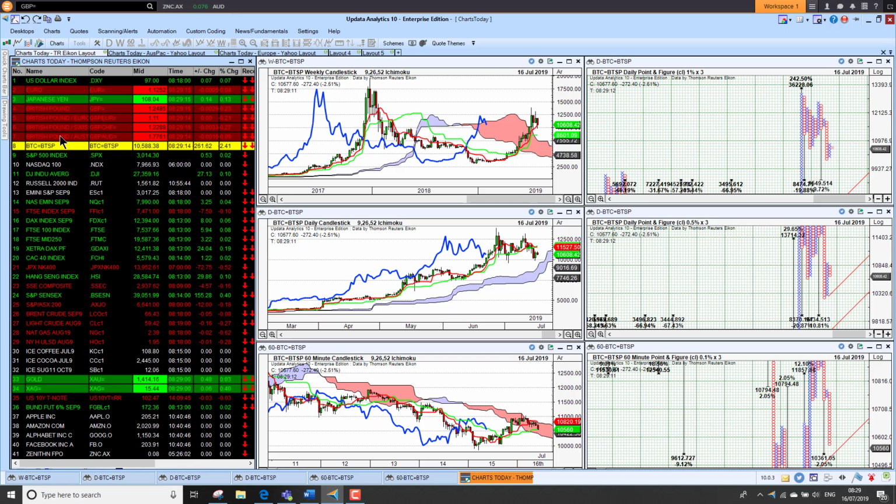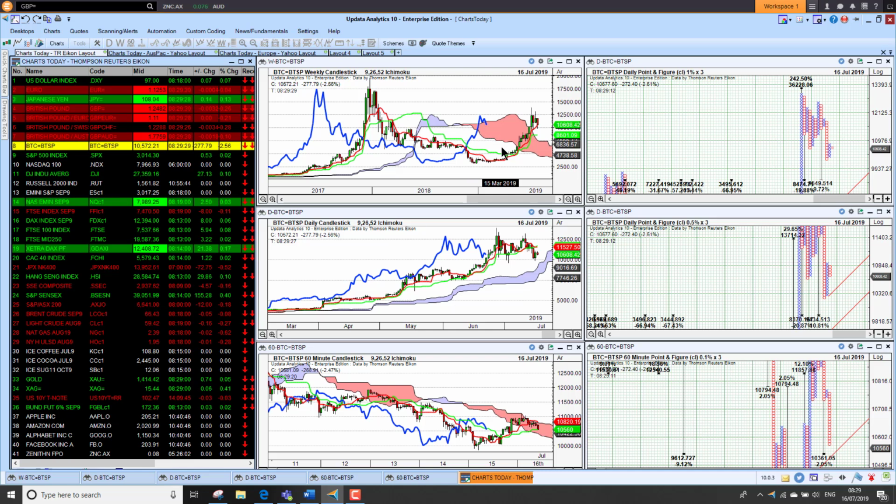Bitcoin sitting at $10,500, still in the bearish trend there, just struggling to move to bullish and looking like a little bit of a breakdown from this top. So we might just see that Bitcoin is back in the cloud and just struggling to break out on that long-term chart.